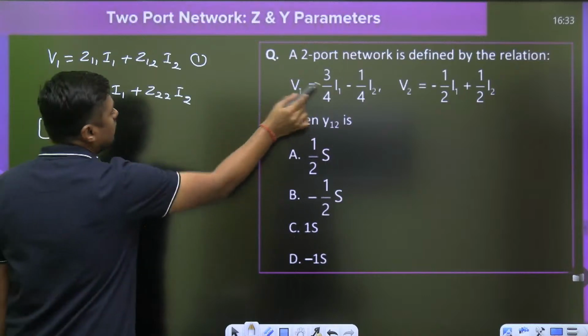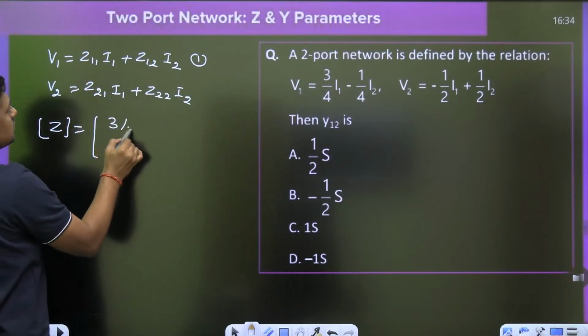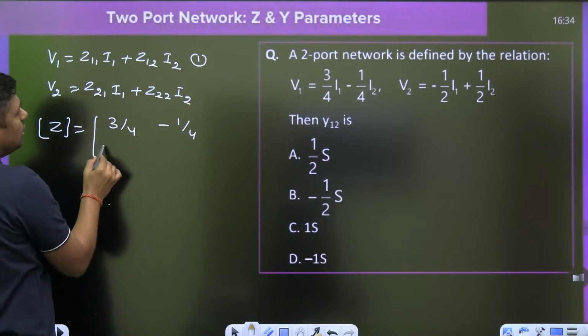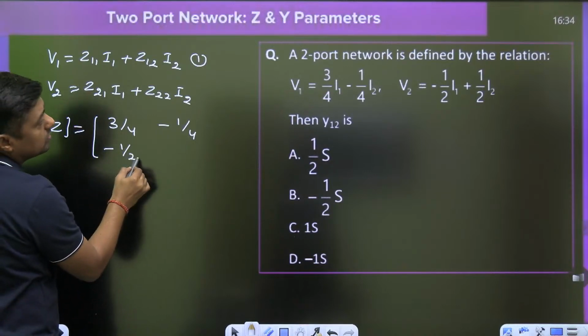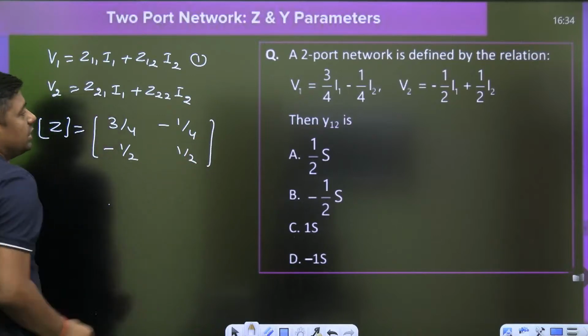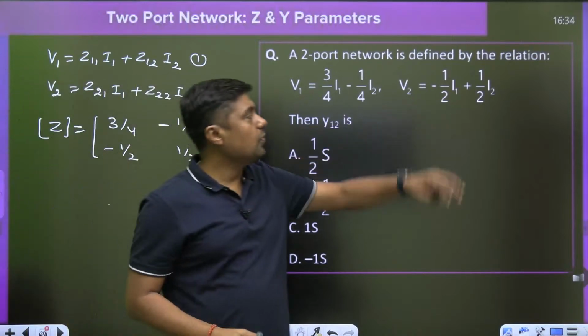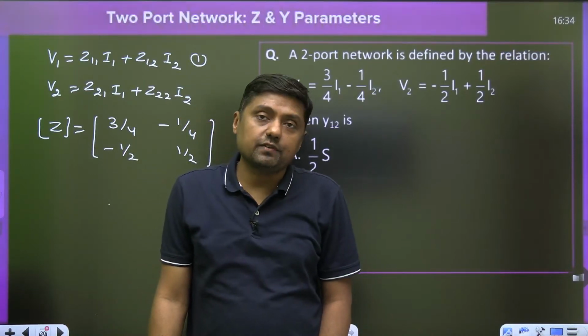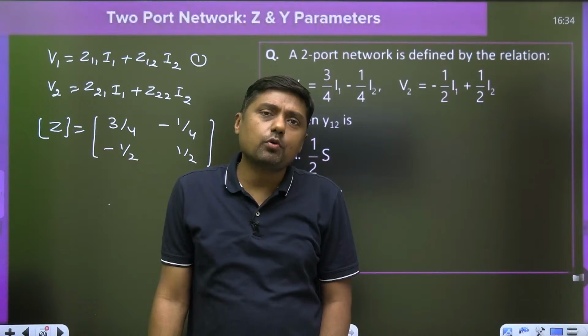Z11 is 3 by 4, Z12 is minus 1 by 4, Z21 is minus 1 by 2, Z22 is 1 by 2. So this is the Z parameter that is given. Tell me, is it a reciprocal network?